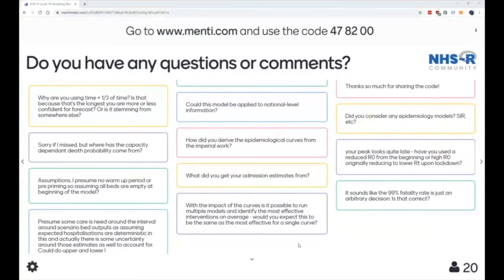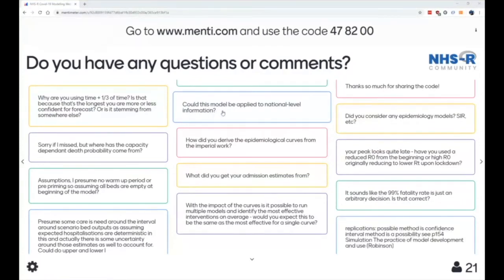Thank you very much. Next question: could this model be applied to national level information? This is pertaining at the moment to one individual trust, isn't it? So how does it relate to national level information? Yeah, we've looked at doing that, but not quite done it yet.